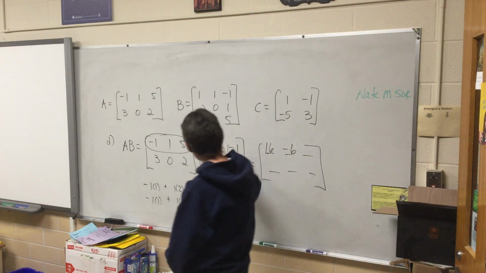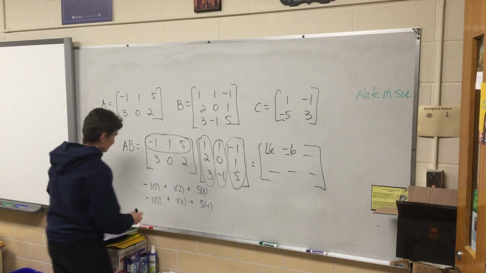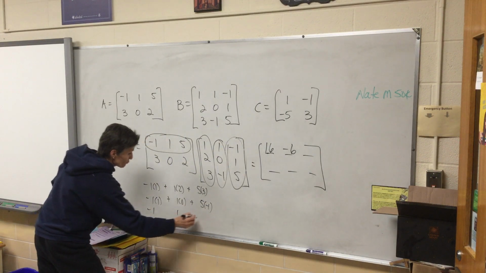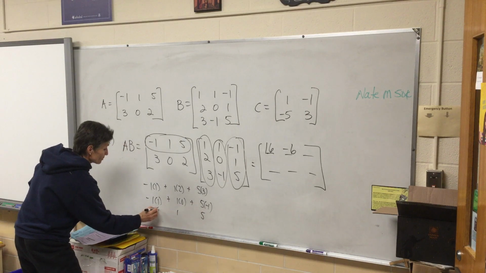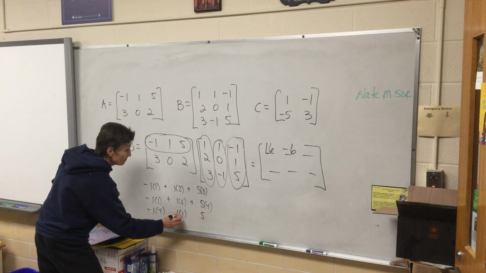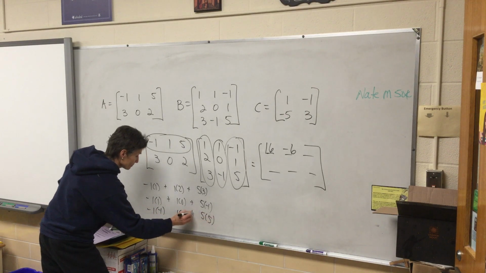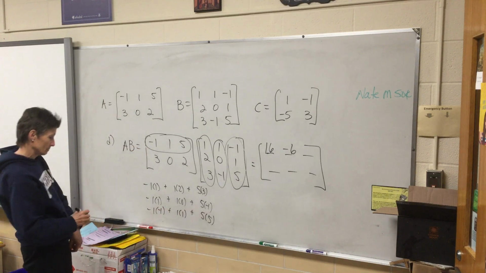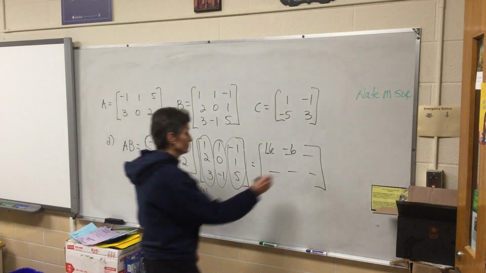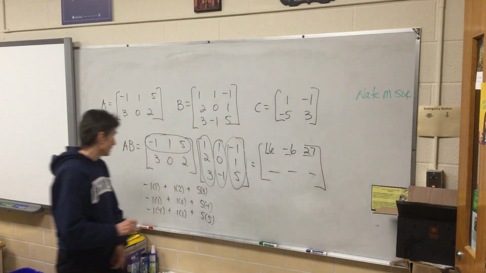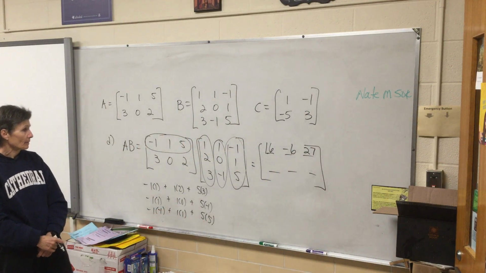And then first row, third column. So here's my first row again. Here's my third column. I got 27.